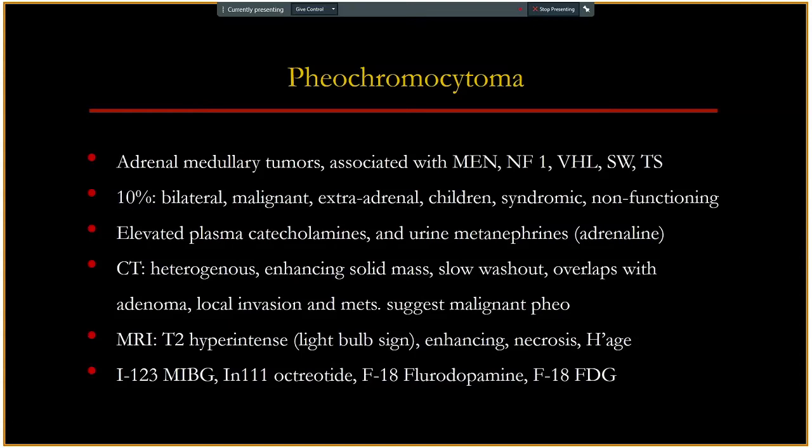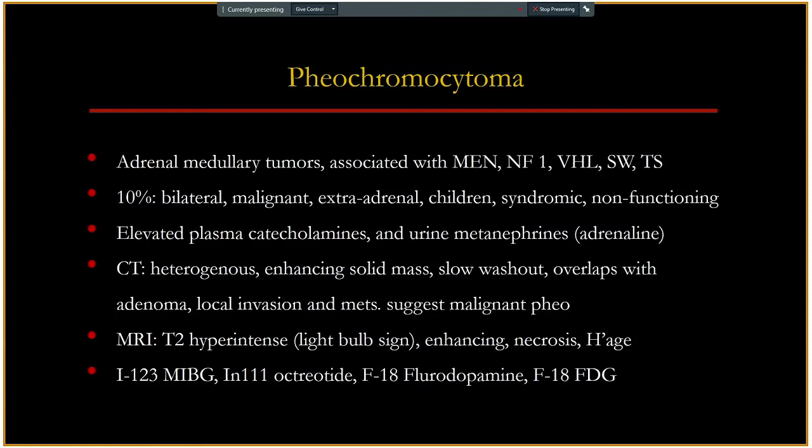So it's characterized by elevated plasma catecholamines and urine metanephrine. So when patients present with symptoms that suggest a pheochromocytoma, these tests are performed, and when the levels are elevated, they are sent for imaging to make a diagnosis or to evaluate them for a pheochromocytoma.